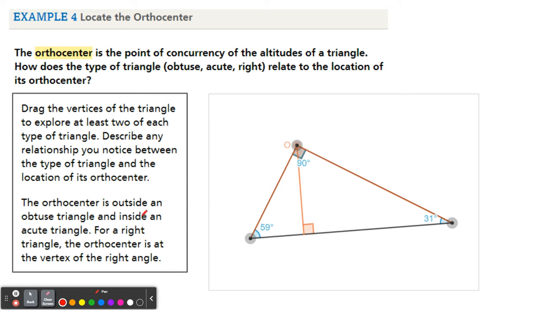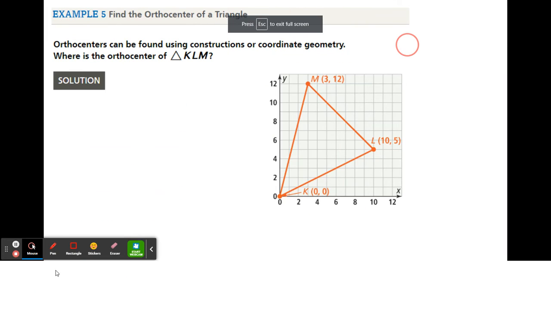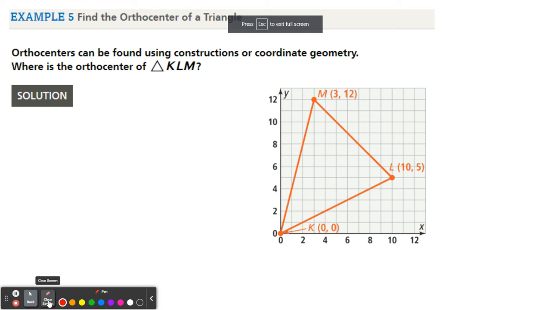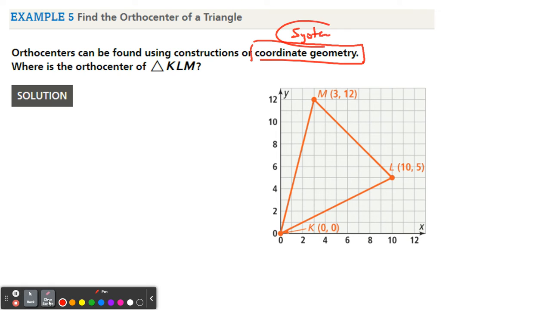Okay, so now, if you're an algebra fan, get ready, because here comes some serious algebra. We are going to locate the orthocenter for this triangle. Okay, what this is going to require, and we're going to use coordinate geometry, is a system of equations. We have to solve this using a system. So we need to find the equation of two altitudes in this picture.